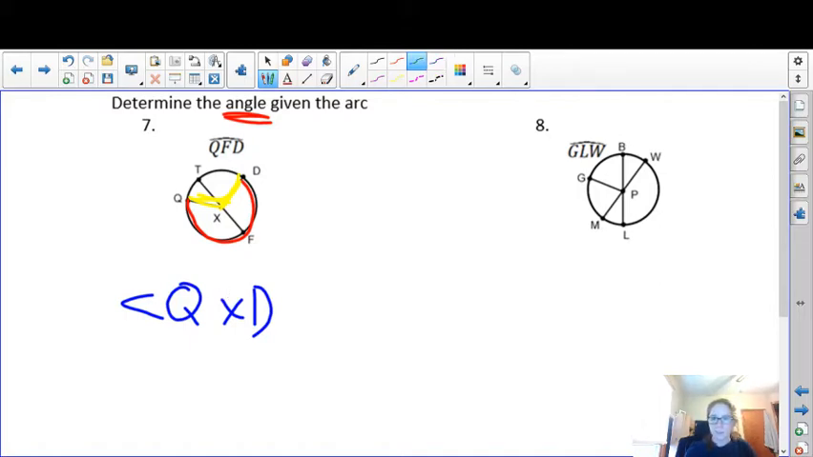Next, I have G to L to W. If you notice, that angle's right there. And we have GPW.